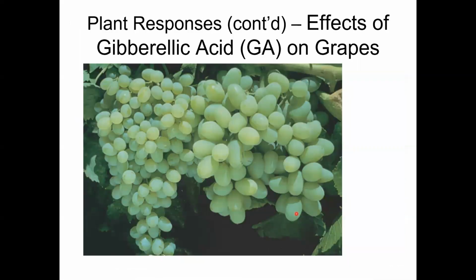Now, as I said back on the table slide when I was showing gibberellic acid, I need to add that one of the things gibberellic acid can do is affect fruit development. The one on the left was a control, not sprayed with gibberellic acid. The one on the right was treated with gibberellic acid on these grapes.